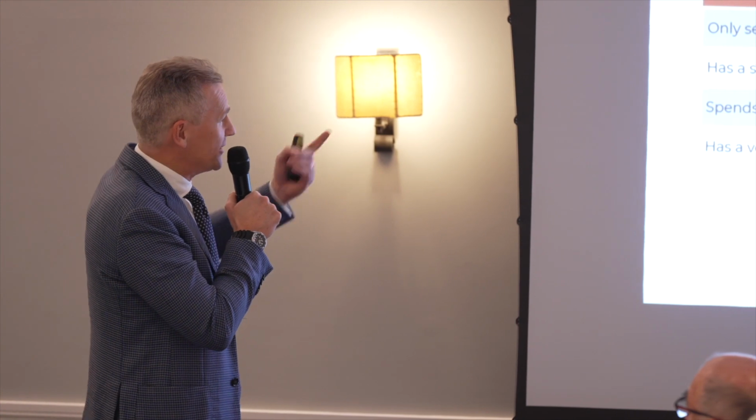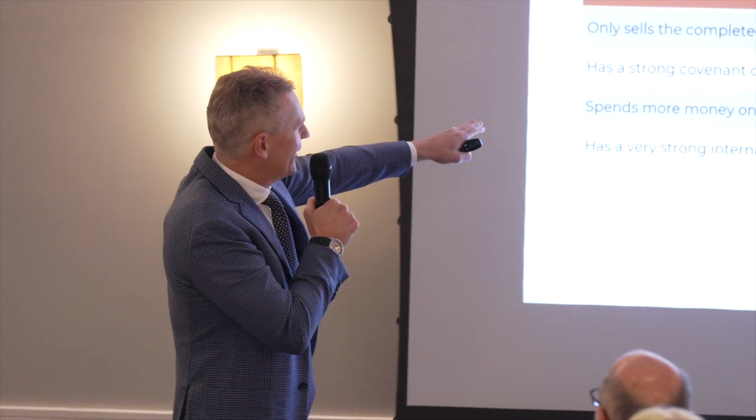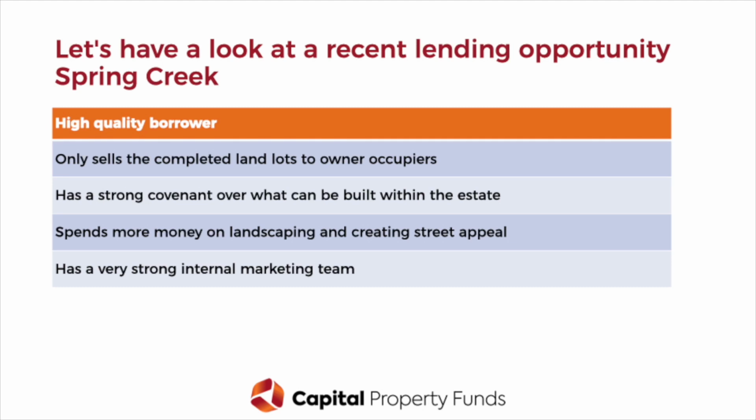So he only sells to owner-occupiers. He also has a relatively strong covenant over what type of building can be built within the estate. So every single home that's built within the estate needs his sign-off and approval. And there's a certain type of building that has to be built. For example, you have to have 2 types of textures on the front facade of the home and other things.